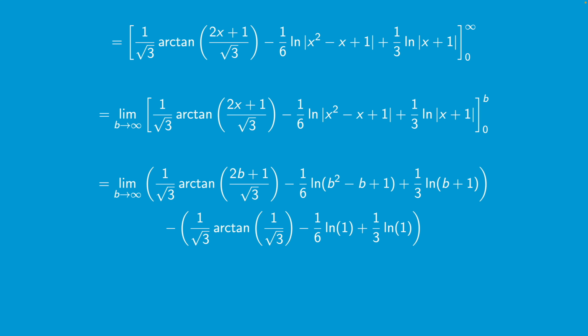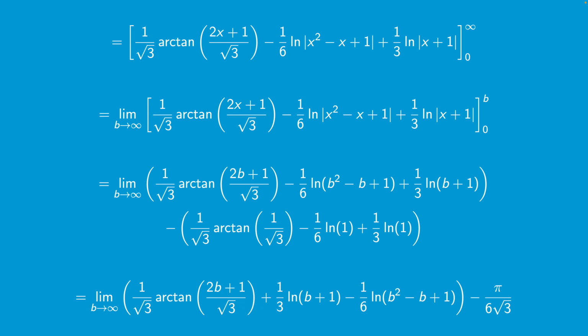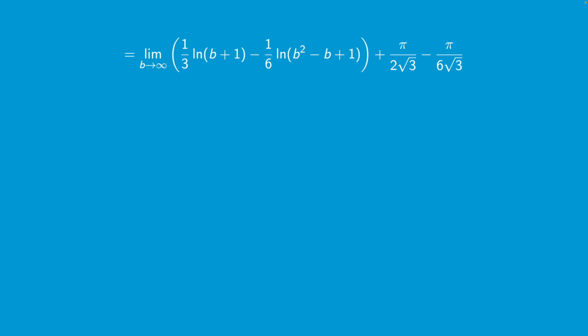And notice all of our ln of 1s are 0, right? So we lose those guys. And now immediately we know that as b goes to infinity, our arctan term will go to pi over 2. So that's done. These two ln terms, though, become an indeterminate form of infinity minus infinity.